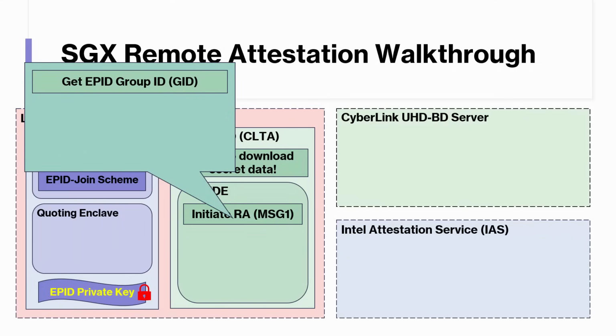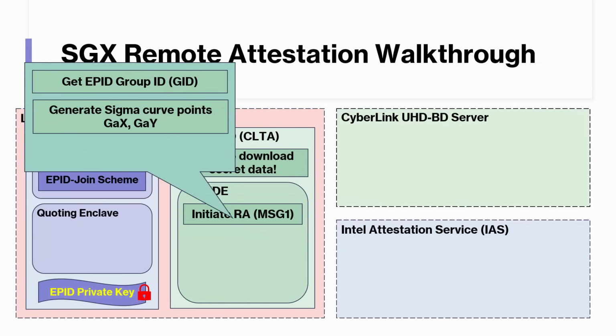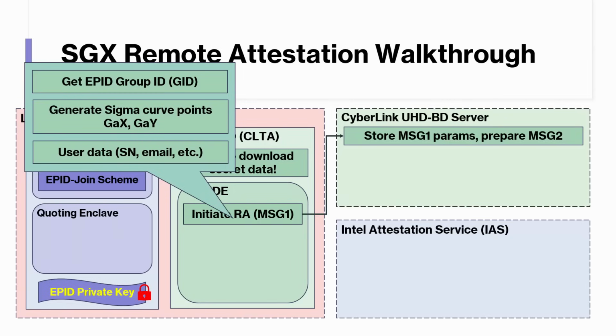First thing we do, for message 1, we get our group ID, we generate our Diffie-Hellman curve points, and you can also include some user data. And interestingly, Cyberlink includes some things like your serial number, your CD key, additional parameters of how you registered it, and some stuff from your platform. So they are able to actually trace back a specific license of PowerDVD to a remote attestation request. That's then sent to their server, which will store the parameters from the elliptic curve and prepare message 2.